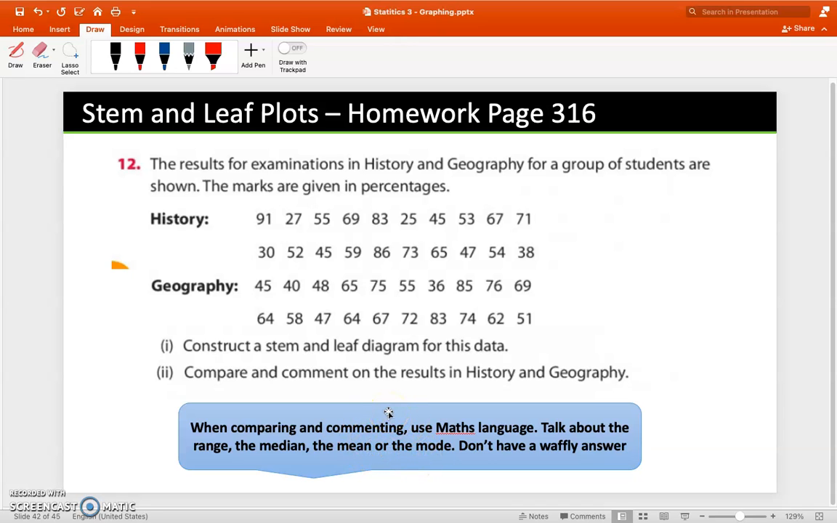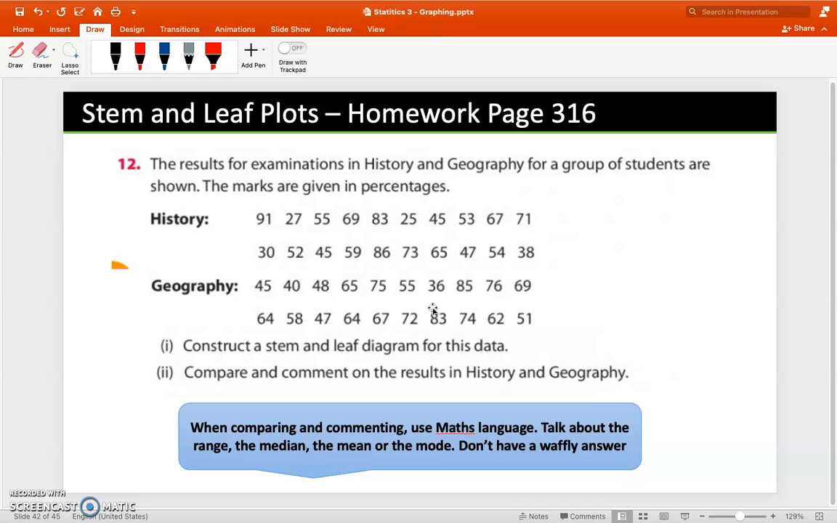When comparing and commenting, use maths language, okay? Talk about the range, the median, the mean, or the mode. Don't have a waffly answer. Don't be like, oh, well, it shows that this, like for example here, I can see that this is a 91, whereas I can see in the geography nobody got more than, it looks like, 85. A waffly answer might be that, oh, it looks like the students in history did better because there's a 91, whereas the students in geography didn't get 90.